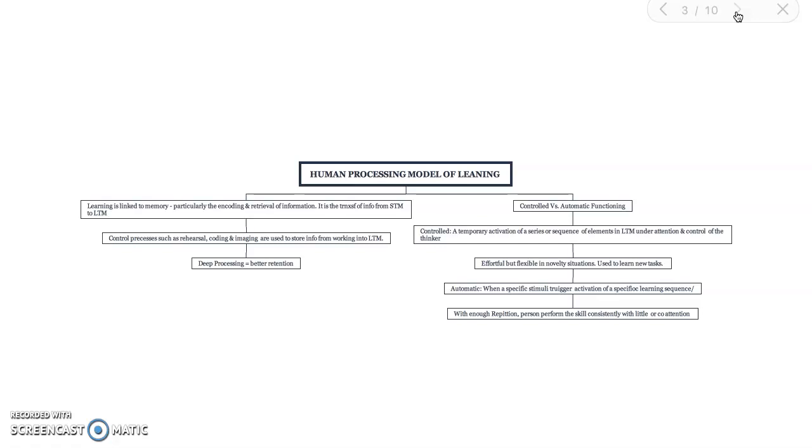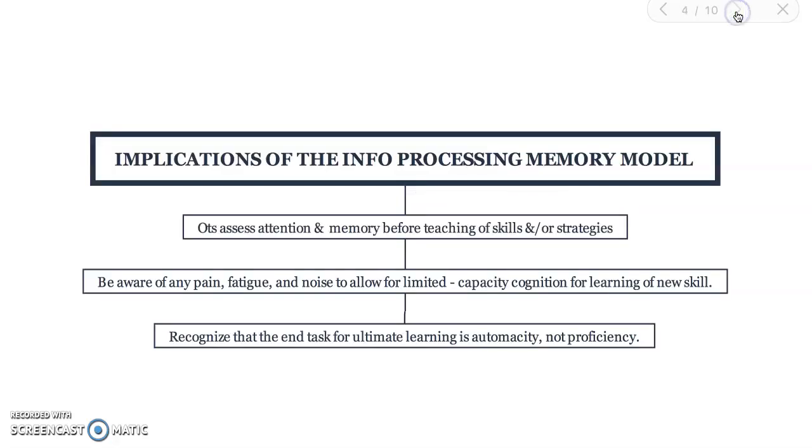So there are two types of functioning, which is control versus automatic processing. Control process functioning is more effortful, and it's used in novelty situations when the person is trying to learn a new task. Whereas there is automatic functioning, and this occurs when a specific stimuli or trigger activates a particular learning sequence, and this occurs with enough repetition to ensure that the person has learned a particular skill.